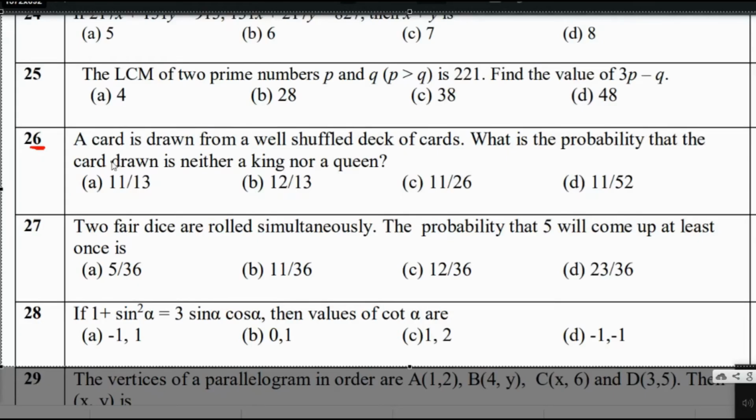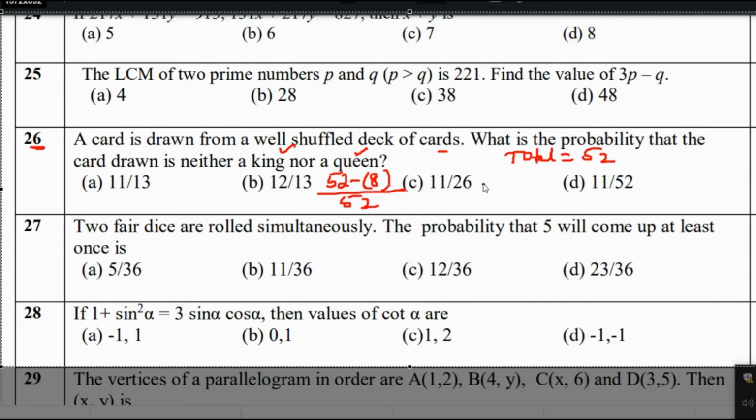Moving on to the 26th question. A card is drawn from a well shuffled deck of cards. What is the probability that the card drawn is neither a king nor a queen? We know that the total number of cards will be 52, so total possible outcomes will be 52. Out of that 52, we have to remove the kings and queens because the card drawn is neither a king nor a queen. There will be 4 kings in a deck of cards and also 4 queens, so in total 8 cards we have to remove from the deck.